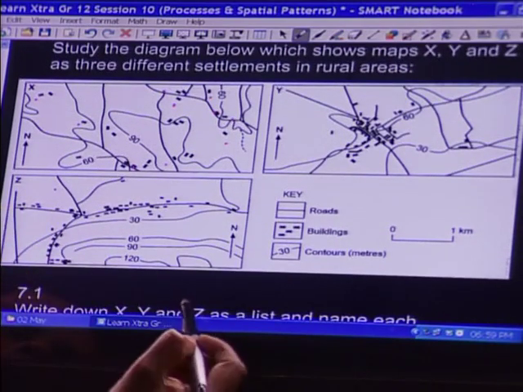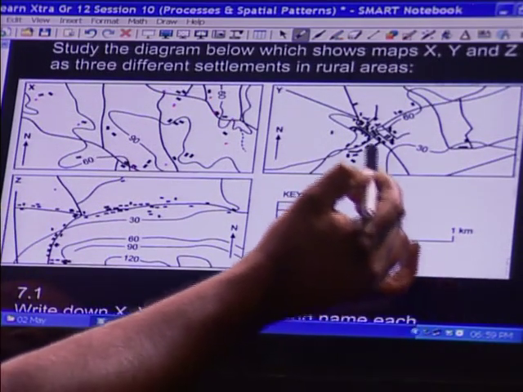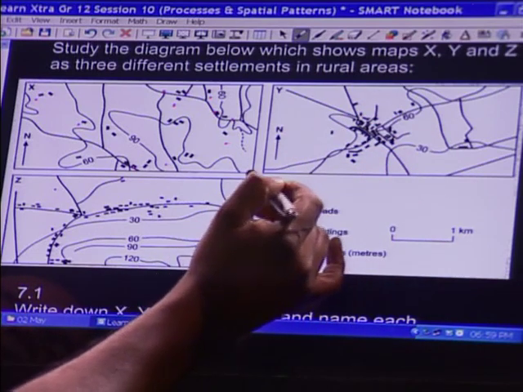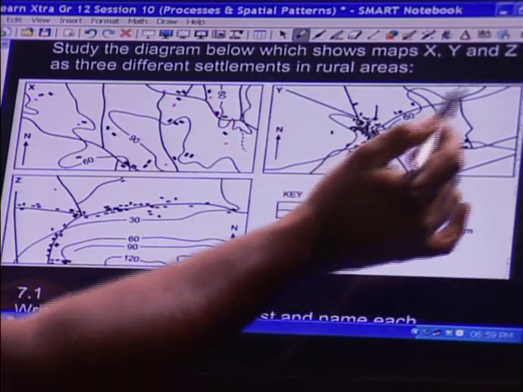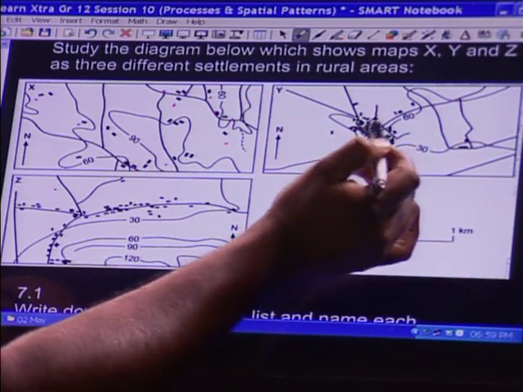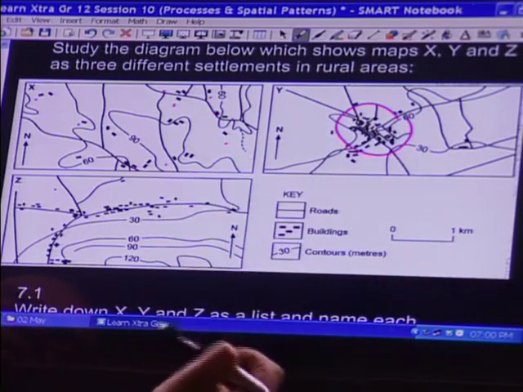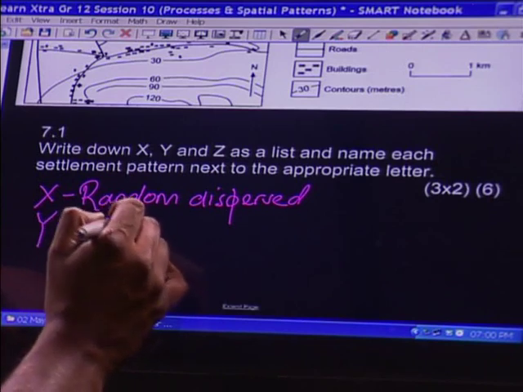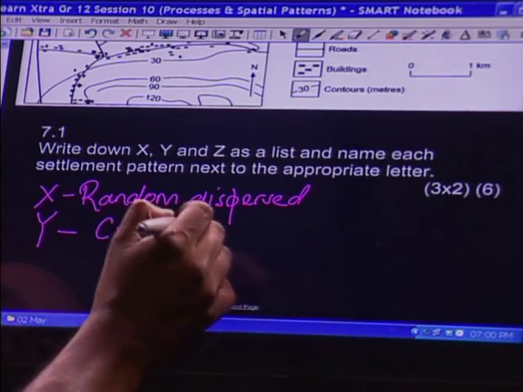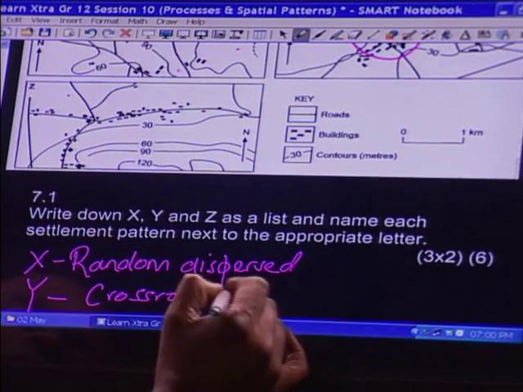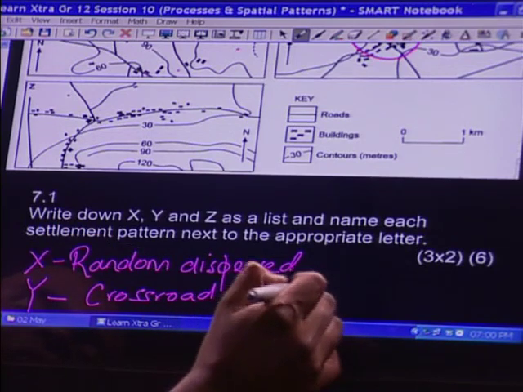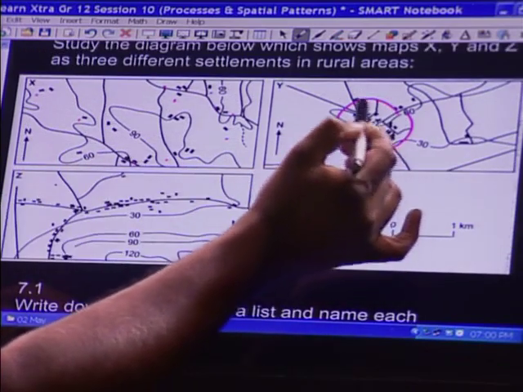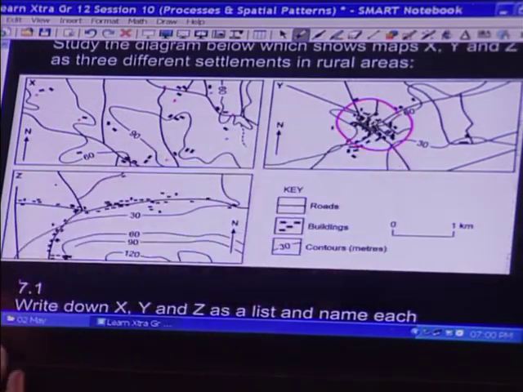If we look at diagram Y, there are roads located and lead to a central point. And note the roads are from the outwards coming in towards the center. This particular settlement is at the crossroads. So we would say that this settlement is a crossroad. We could also refer to it as a nucleated settlement, as it is formed at the junction of different roads merging together.